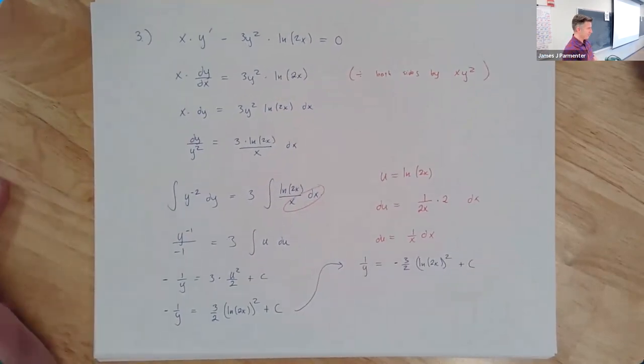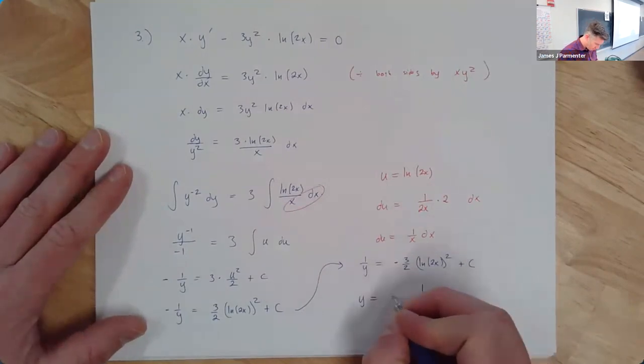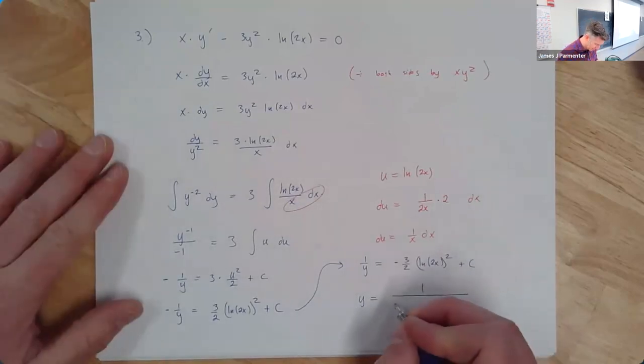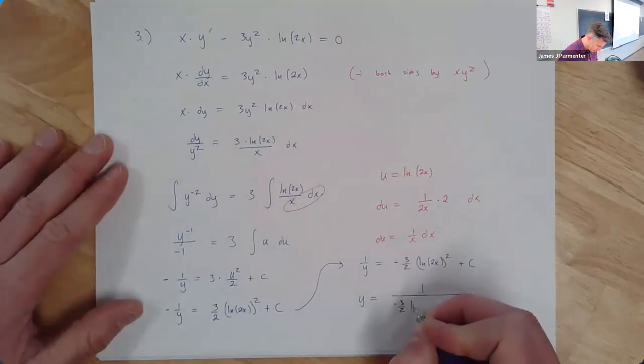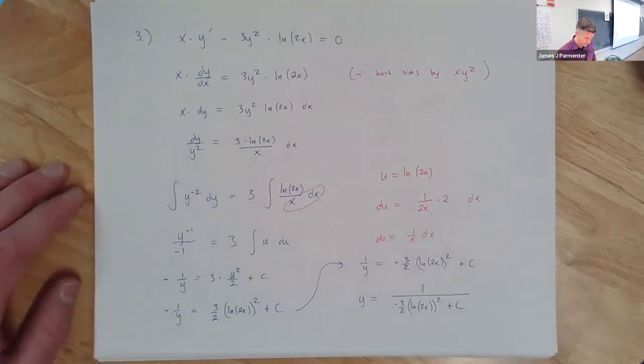Now finally, we have to invert both sides. So you can literally just take the reciprocal of both sides. So we can say that means y is going to equal 1 over all of that, including the c. That's going to be negative 3/2 natural log of 2x squared plus c. Kind of gross.